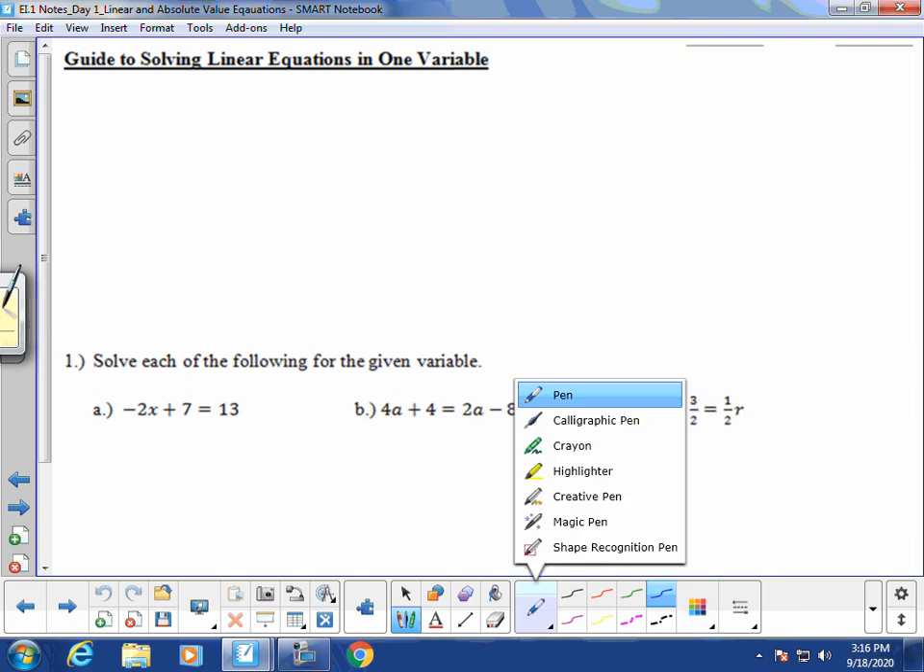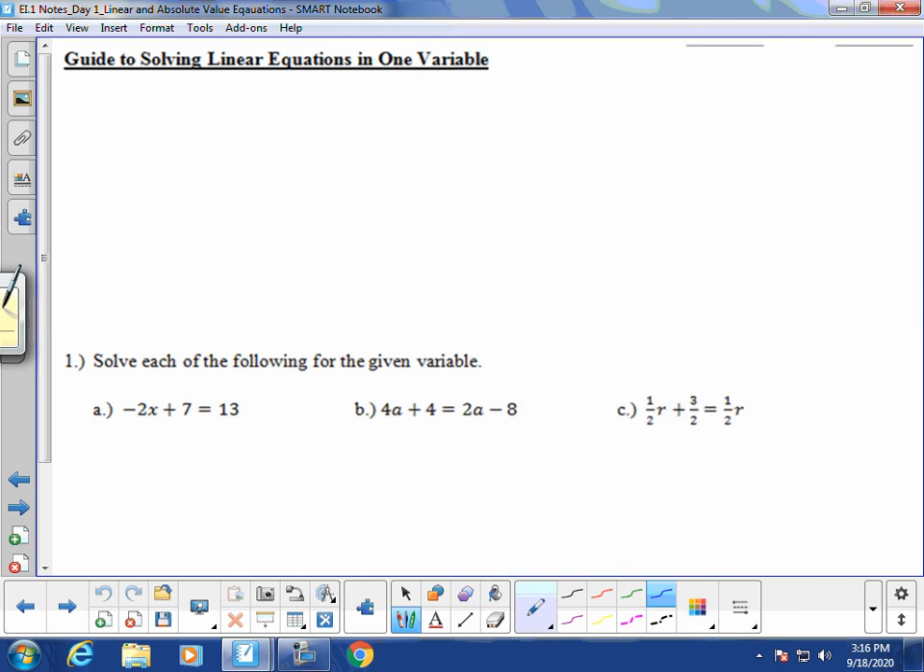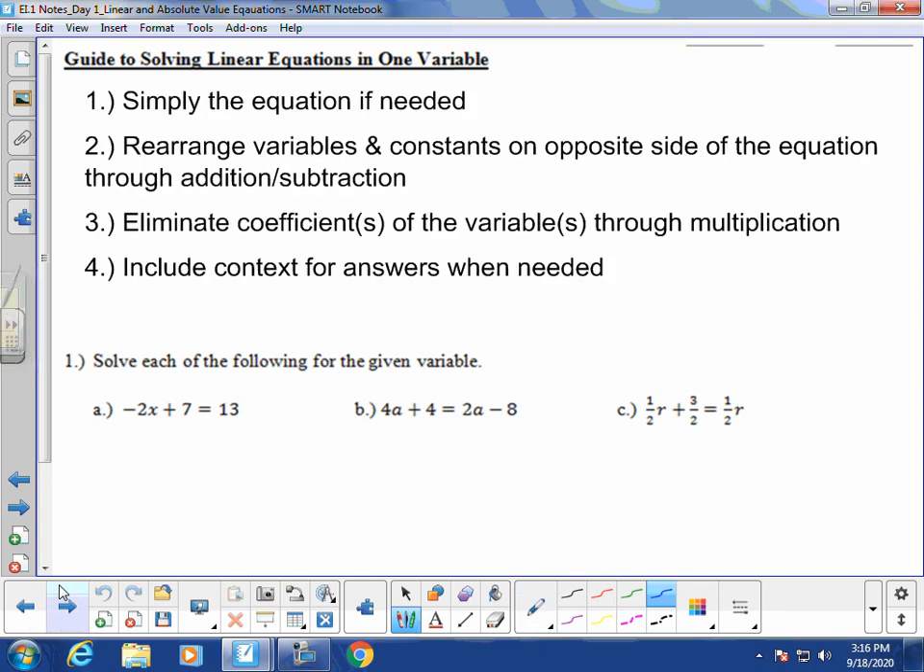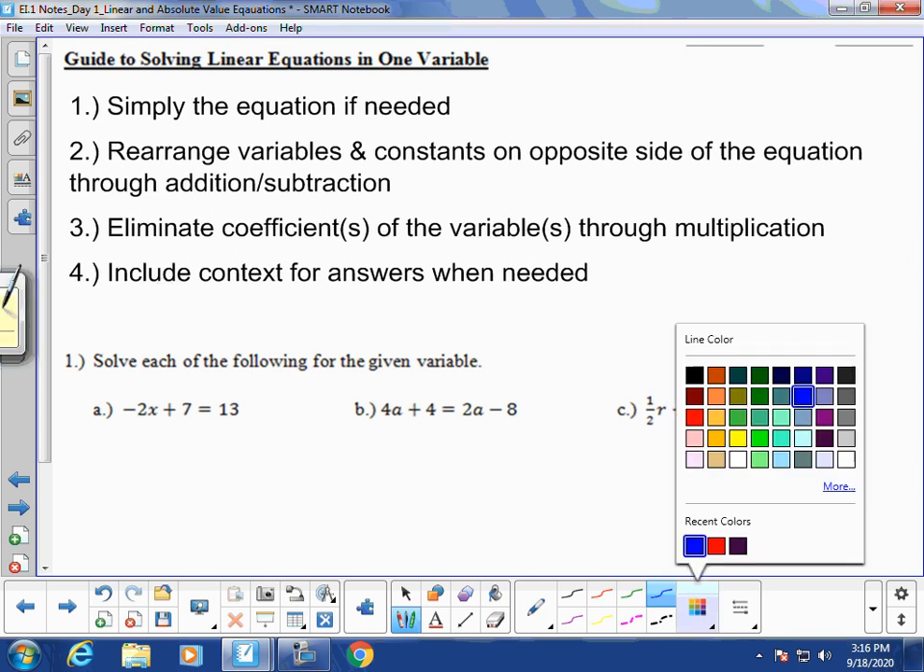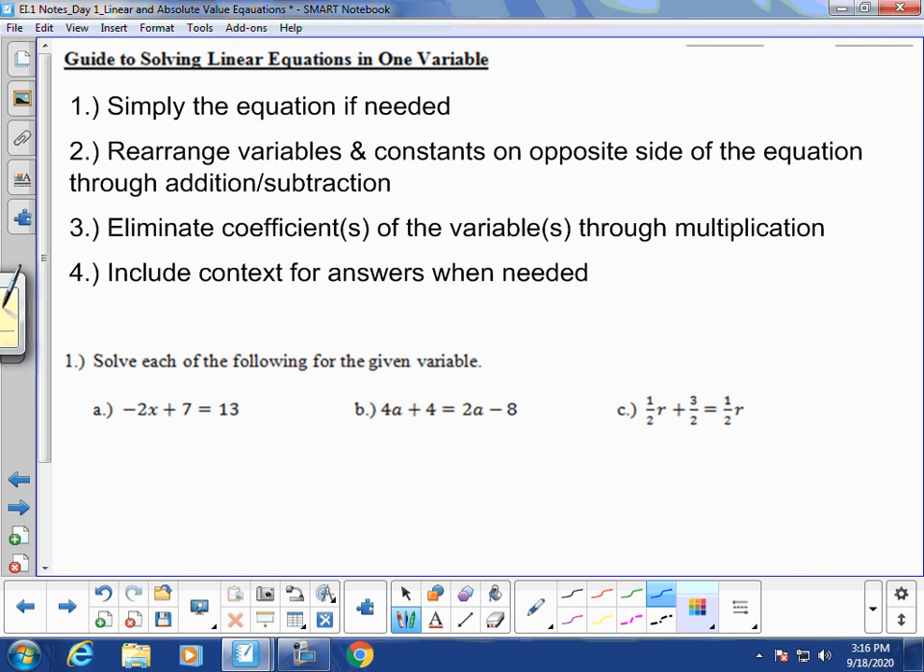So let's start with a guide to solving linear equations with a single variable. If there's one variable in an equation, we're going to follow these 4 steps. If you want to pause the video and write the steps down, you can, but I'm going to show them to you through an example. So let's take a look at example 1.